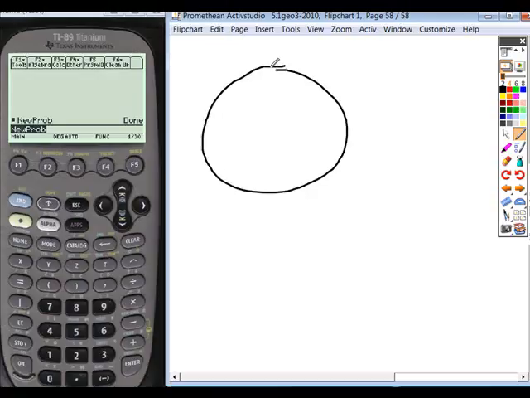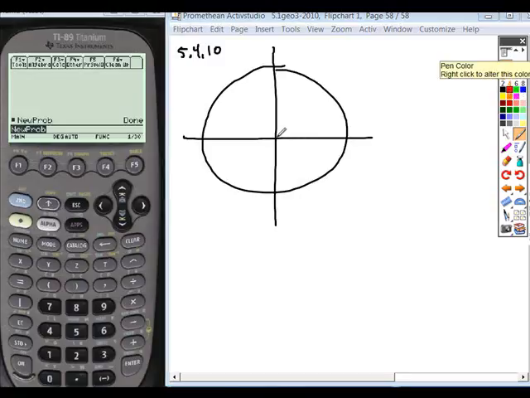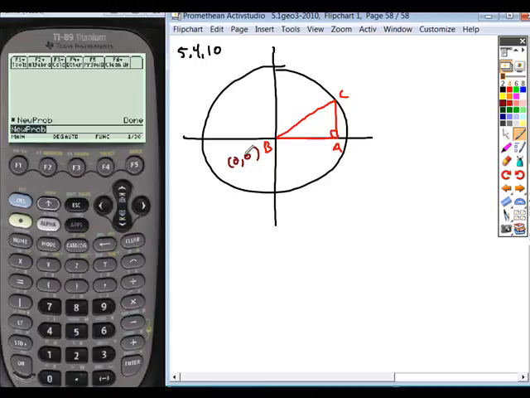So if we take a look at this problem, this is question number 10. What it's asking us is to identify the coordinates from A through G. So let's look at A, B, and C first. Here's the triangle that comes into play to find the coordinates for A, B, and C. Well, the easiest one is B. What are the coordinates for B? It's the origin, so that's 0, 0.